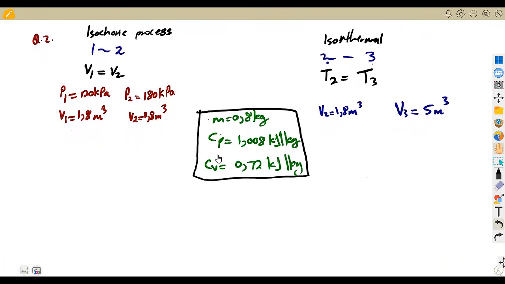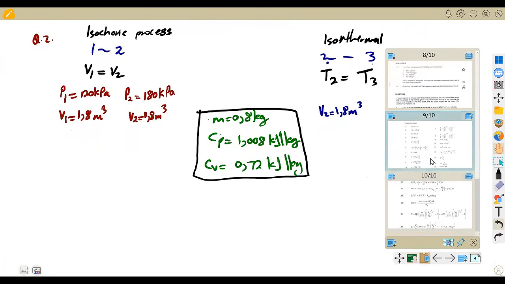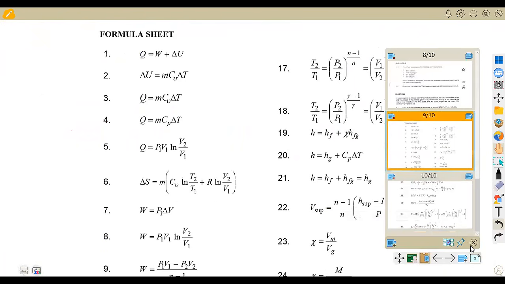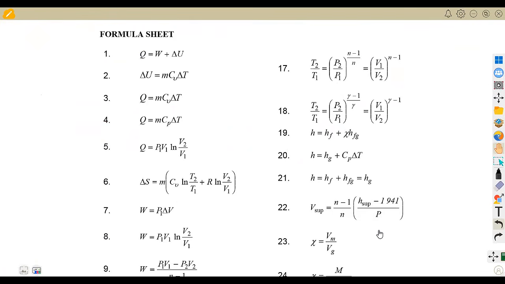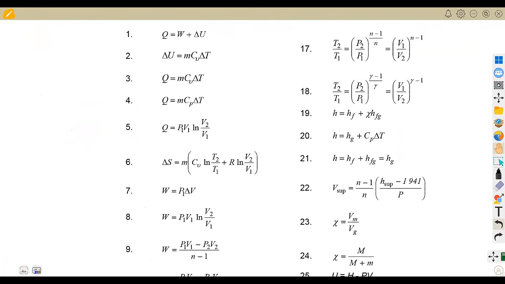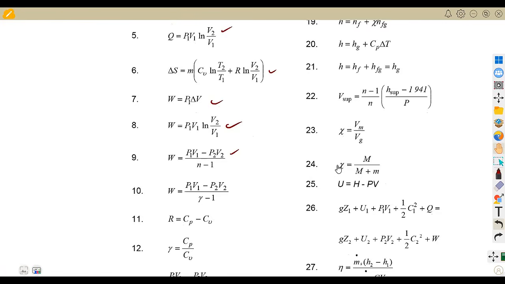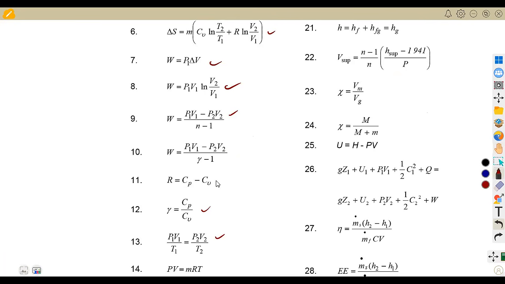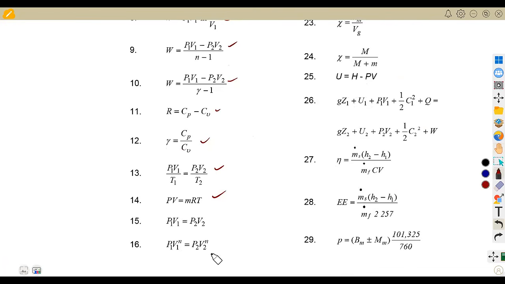So remember that R can be found from Cp minus Cv. Also, you are given this in your formula sheet. I want you to see here so that you work with me. If you check on your formula sheet, we've got these formulas. This is your thermodynamics of gases, all these formulas that you're working with there. So you just have to work with the proper formula for the given information.